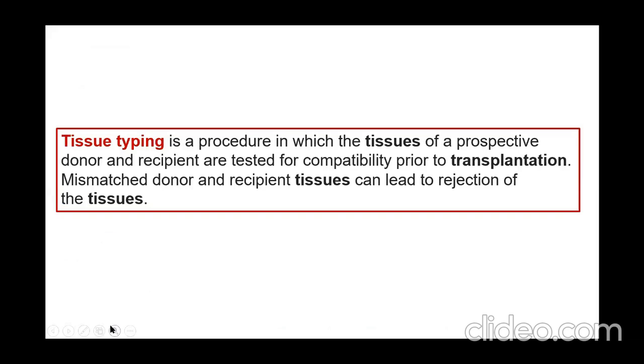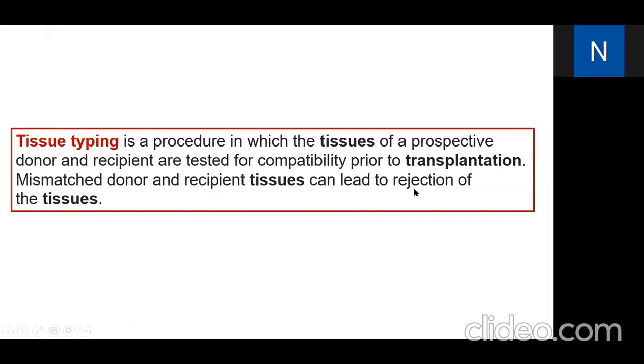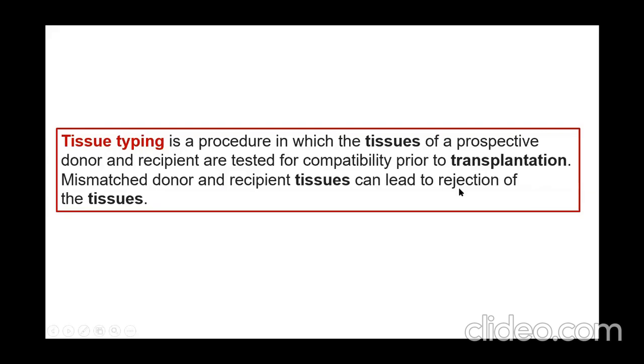So that comes to one of the concepts discussed in the curriculum, the tissue typing. Tissue typing is a procedure in which the tissues of a prospective donor and recipient are tested for compatibility prior to transplantation. You don't need to give the tissue immediately to the recipient, but you have to go with some other in vitro techniques. You go into the literature, you go into the procedures, and then you develop a concept of suitability, and then you go for transplantation. So mismatched donor and recipient tissues can lead to rejection of the tissues, and if it is severe, it leads to death.